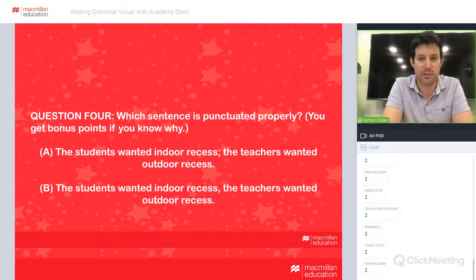Oh, people might still be on the last one. We've got 2s coming in. B, we're going with B. I think people are putting 2 instead of B. The second one is correct. The students wanted indoor recess, the teachers wanted outdoor recess. 2, I think people are going for this one, if you can see the mouse. I think we've slipped up here. The correct answer is A for this one.